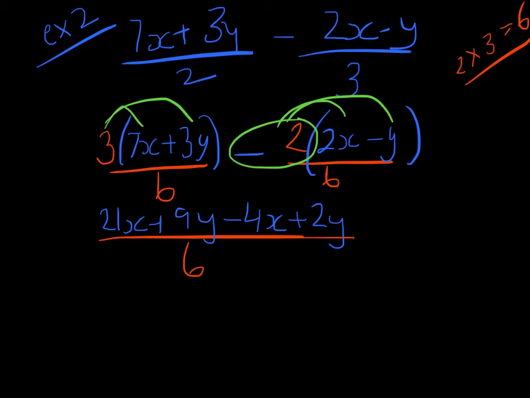And then I'm going to end up with simplified. I can simplify. So anything that has x can be simplified. So 21 minus 4 gives me 17x. 9 plus 2 gives me 11y all over 6, and that's your final answer.